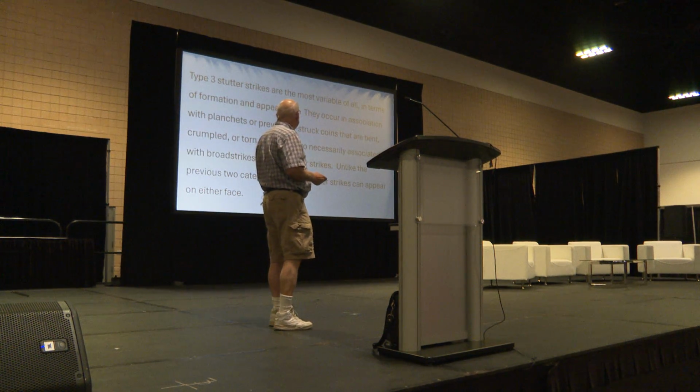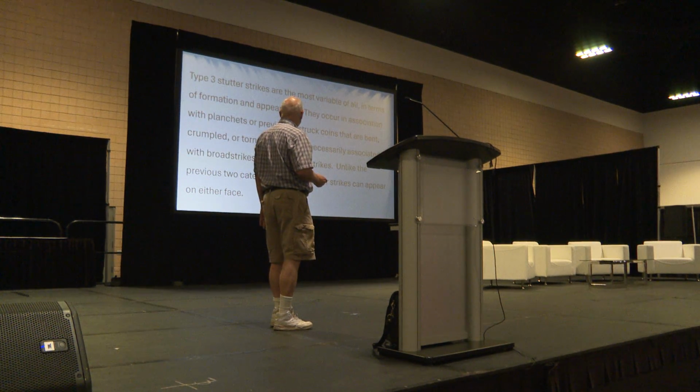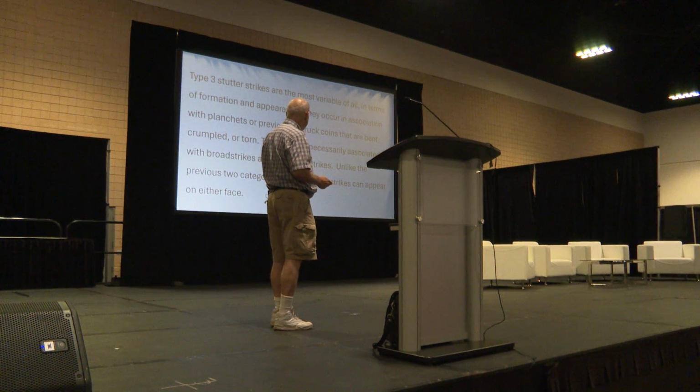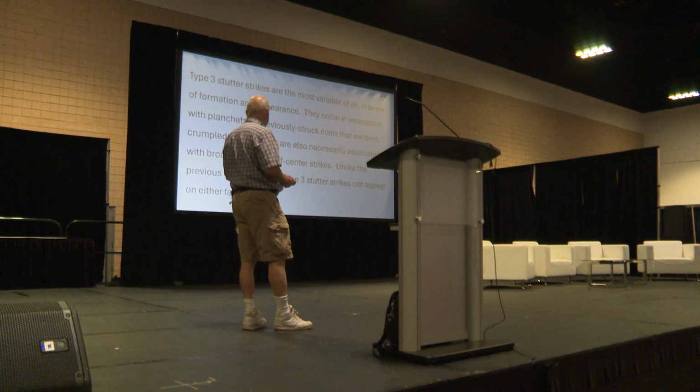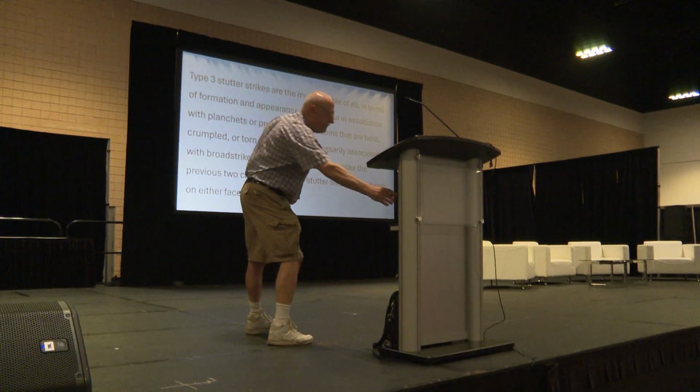Type 3 stutter strikes are the most variable of all in terms of formation and appearance. They occur in association with planchets or previously struck coins that are bent, crumpled, or torn. They are also necessarily associated with broad strikes and off-center strikes.